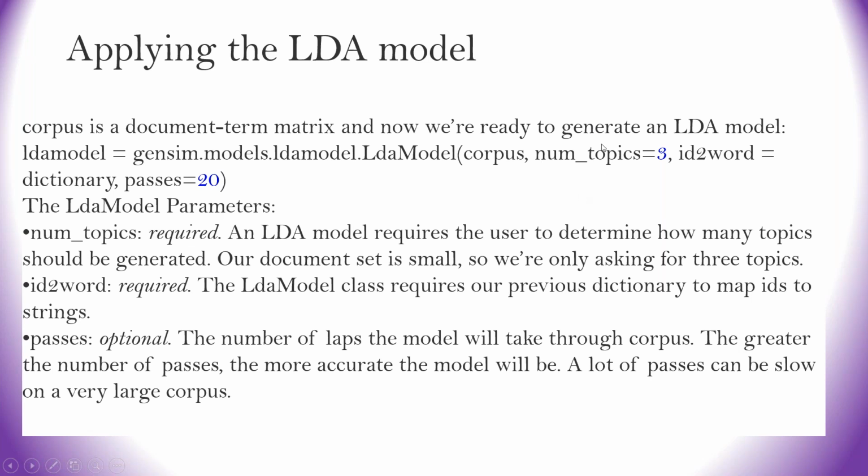What is number of topics? What does this parameter indicate? This number of topics is not an optional one. It is a required parameter. It requires the user to determine how many topics should be generated. Here is a question: how do we decide this, three or two?